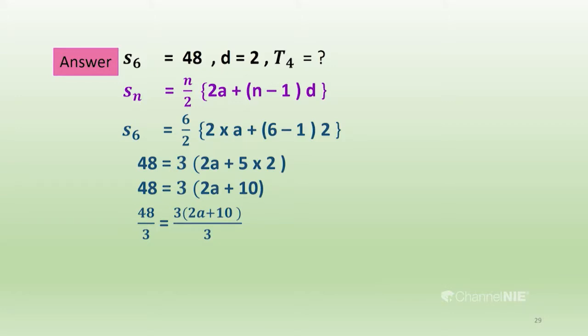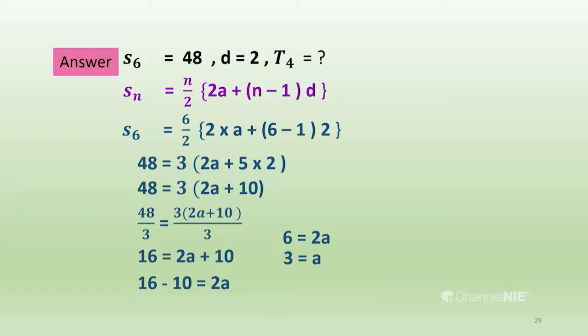Here it is 3 times (2a plus 10). Then I am going to divide by 3 first. If you like to remove the bracket first, then you can simplify that. According to your method you follow it. It's okay. Here I have removed 3 first. So I divide both sides by 3 and I got 16 equals 2a plus 10. Okay, then I can find the value of a. What do you mean, a? First term. First term is 3. So we found a is 3.